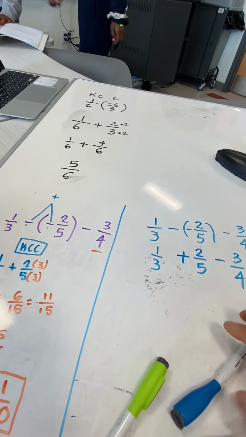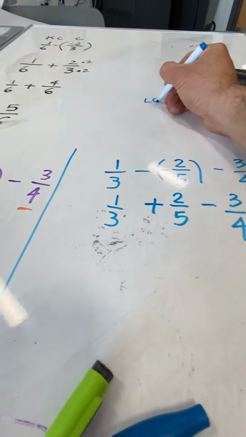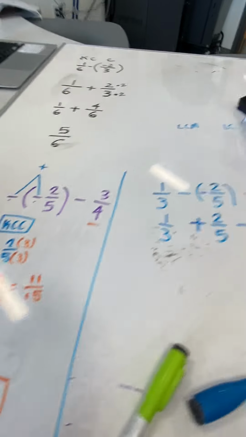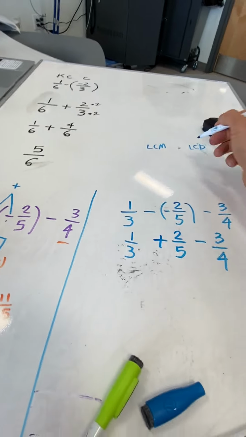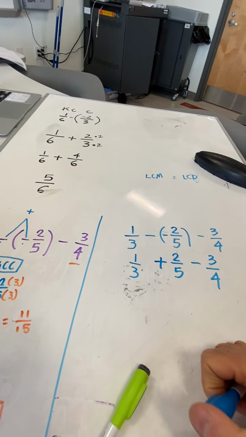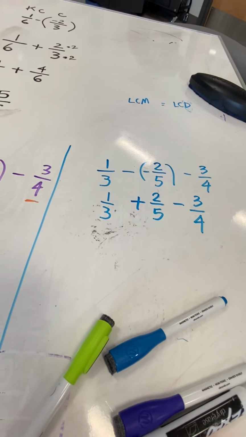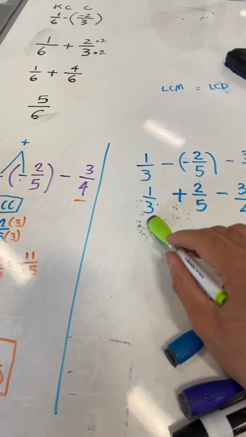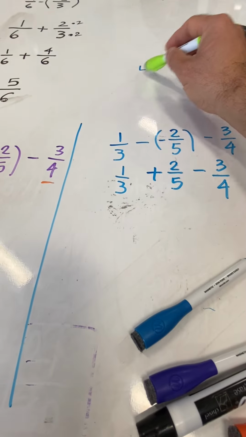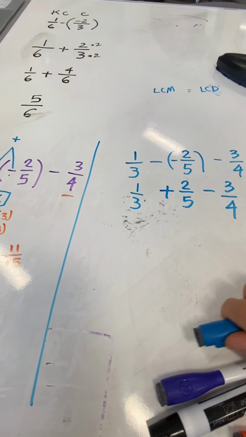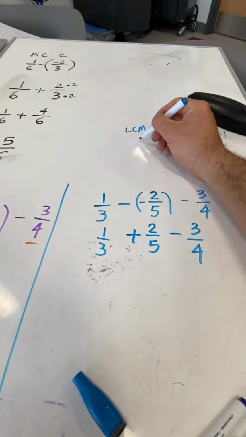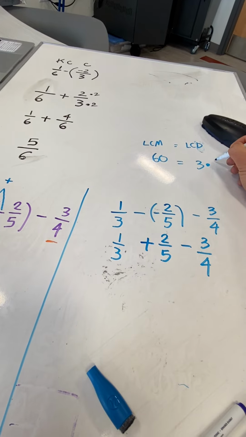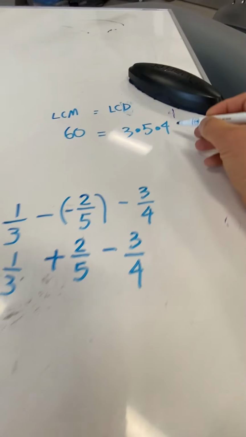Now, we need to do what we call the LCM or the LCD. LCM, what does LCM stand for? Least common multiple. And LCD stands for? Least common denominator. They mean the same thing, really, in this topic. So there's nothing shared. There are no shared factors between 3, 5, and 4. Which means that the LCM or the LCD is nothing more than the product. The LCM of 3, 5, and 4 is equal to 60, which is 3 times 5 times 4. Does that make sense?